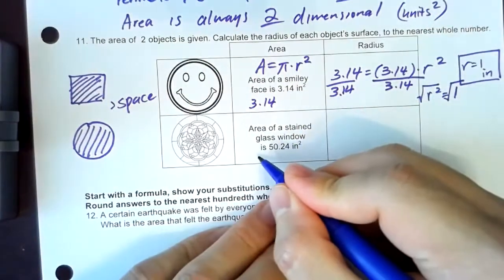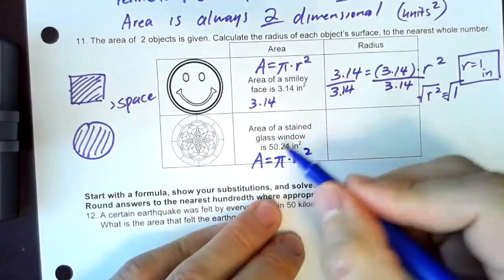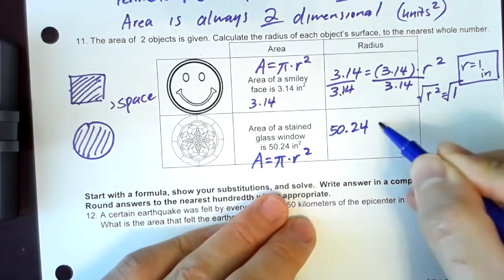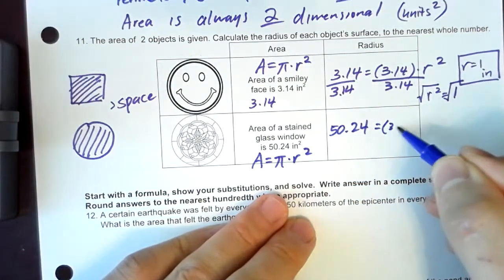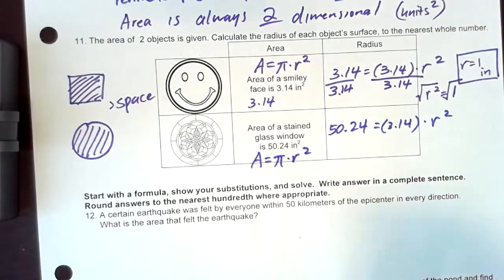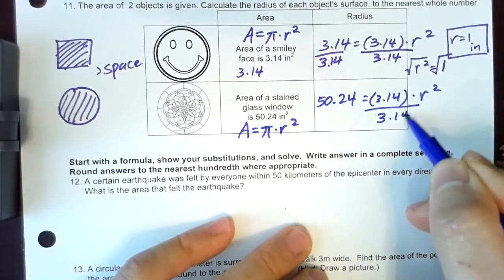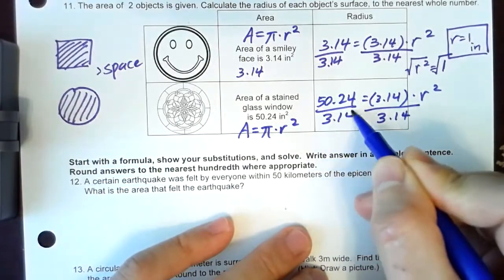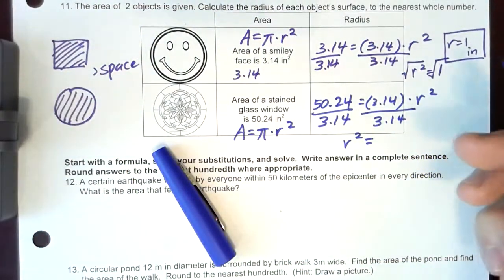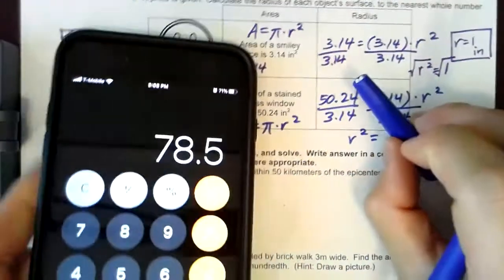Okay, let's try another example. Maybe this one will make a little bit more sense. So we know that the area is 50.24. So I write 50.24 is equal to 3.14 times r squared. Same exact setup. So now I divide both sides by 3.14, and I'm going to get r squared is equal to, what is 50.24 divided by 3.14?